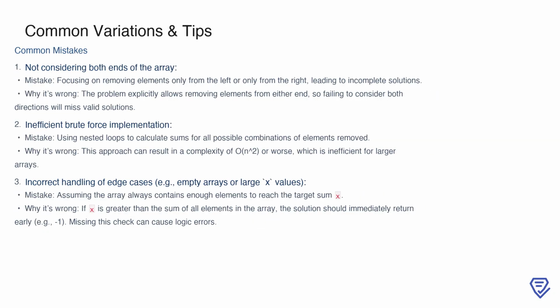One of the most common mistakes in this problem is not considering both ends of the array. Since the problem allows removing elements from either the left or the right, focusing on just one side can lead to incomplete solutions and missed opportunities to find valid combinations.